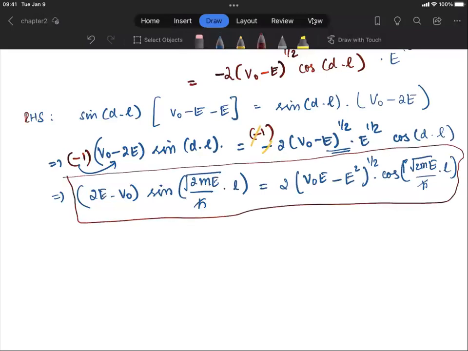And this is exactly equation 2.33. So by doing some cool math, we ended up with equation 2.33.